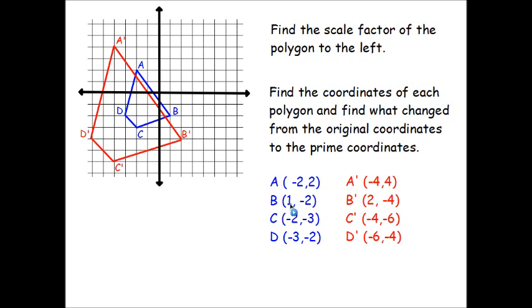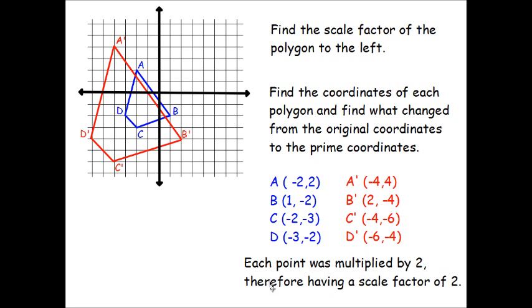So that might be it. So now 1 times 2, 2. Negative 2 times 2, negative 4. Negative 3 times 2, negative 6, and negative 2 times 2, negative 4. So we know that we have multiplied every single one of these points by 2. So each point was multiplied by 2. Therefore, we have a scale factor of 2. So that's my scale factor.